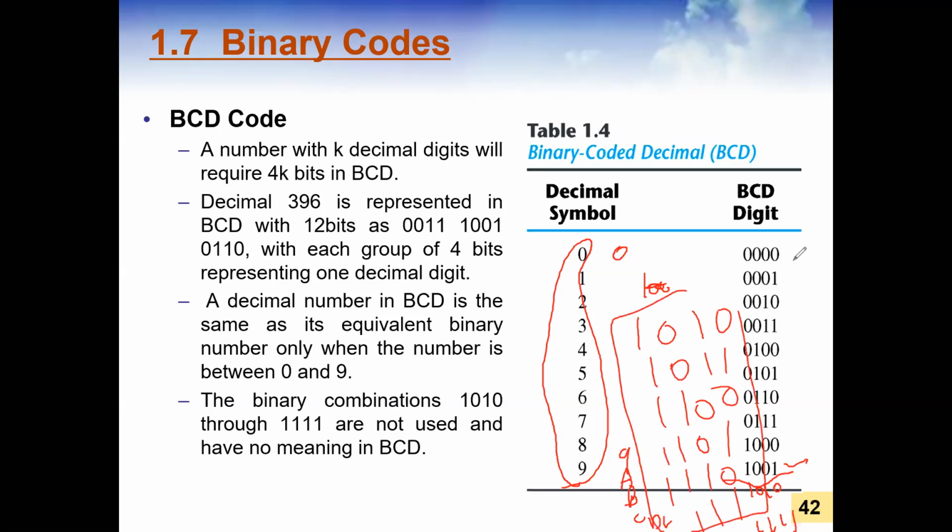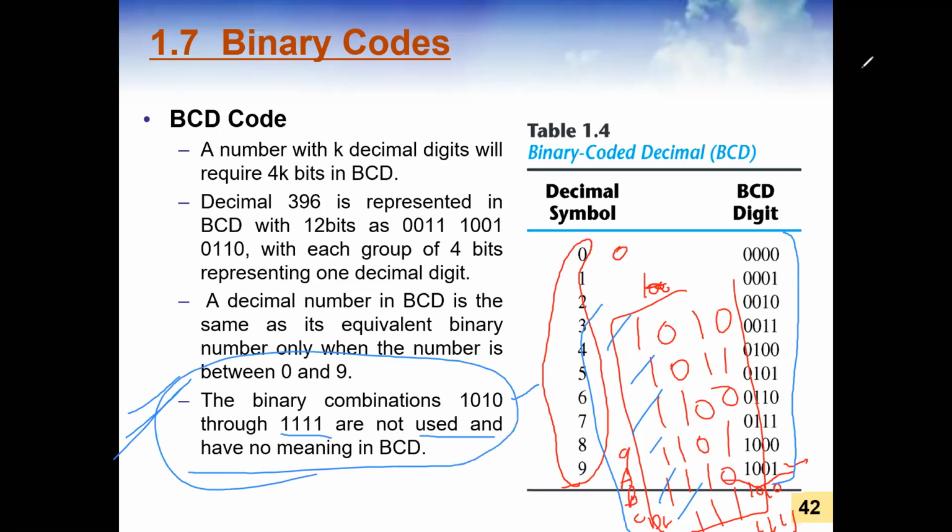So how many combinations are there? 6. 1, 2, 3, 4, 5, 6. Yes. So these 6 combinations in BCD are unused. We do not use them, because BCD is binary coded decimal, meaning decimal digits are coded into binary, and in decimal we have 0 to 9 only. So this is valid, but this is invalid. A, B, C, D, E, F, which are in hexa, are invalid here. Read this point: the binary combinations 1010 through 1111 are not used and have no meaning in BCD. They have meaning in hexa, but no meaning here in BCD.